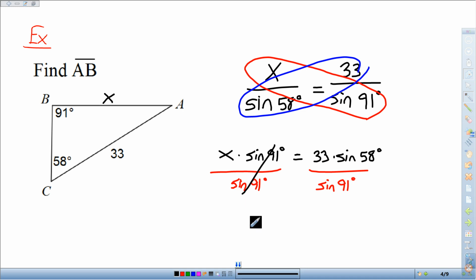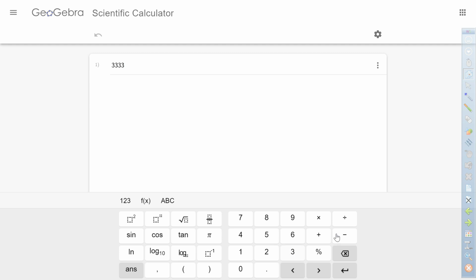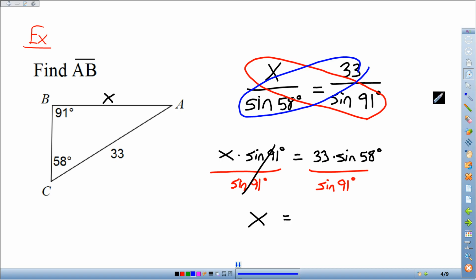Okay, so these are canceling. We're getting x by itself. Over on the right, this is what we type into our calculator. All right, so grab your calculator and do this along with me. So we're starting with 33 times sine 58. So I'm going to bring up mine here. Okay, so 33 times sine 58. All right, and then here's the thing in your calculator. Make sure you close the parentheses. Mine does it already, but your calculator might not. Close the parentheses and then divided by, let's see, what was I dividing by? Sine 91.